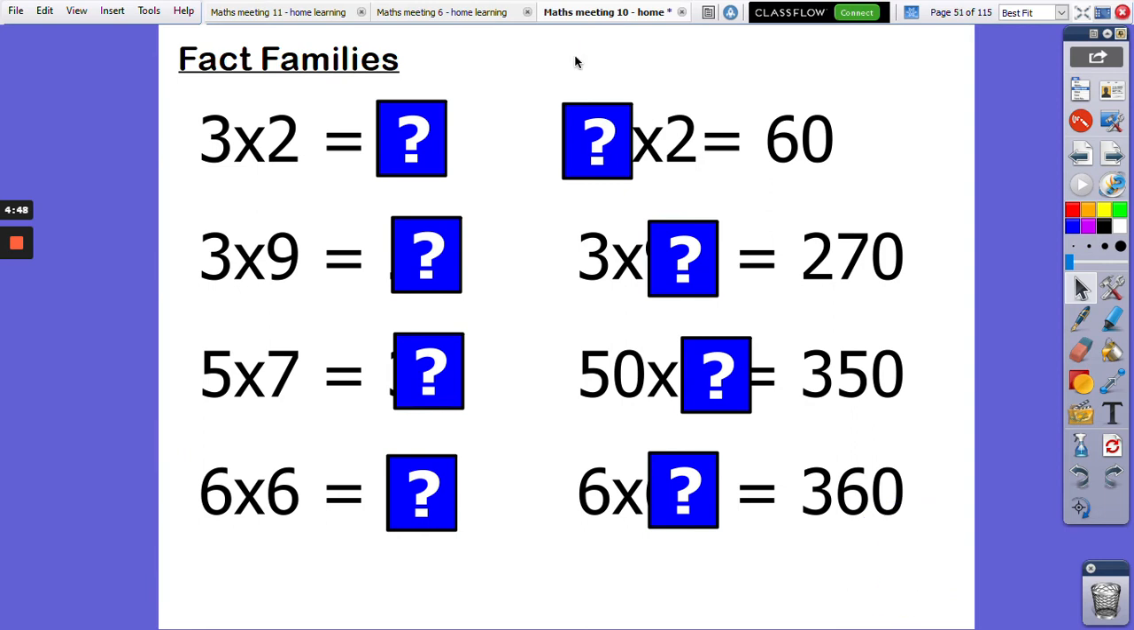Okay, we start with a nice easy one first of all. 3 multiplied by 2 is 6. So what multiplied by 2 is 60? That's right, 30 multiplied by 2 is 60.